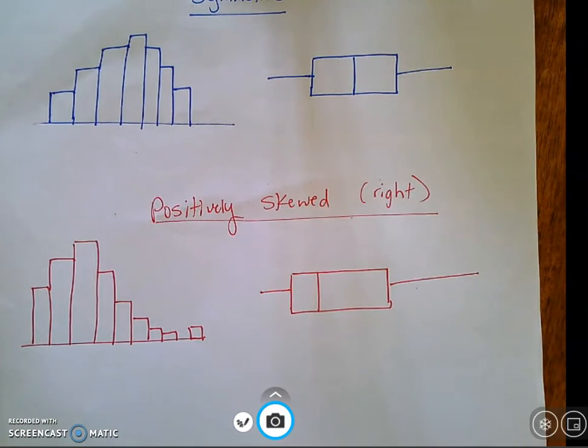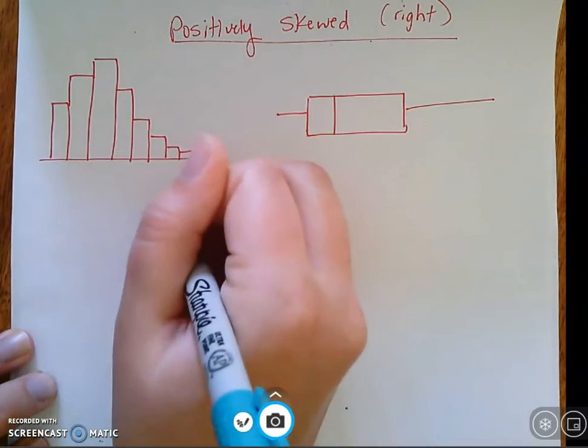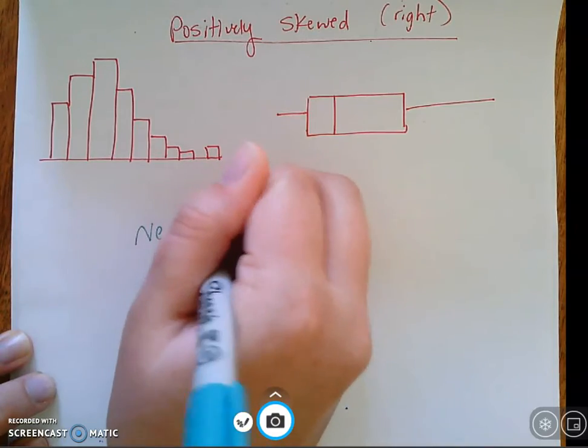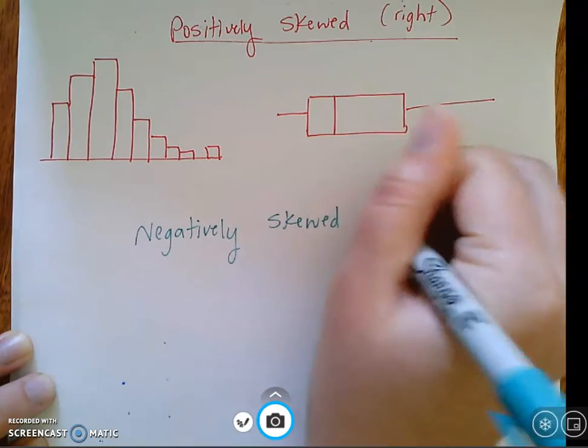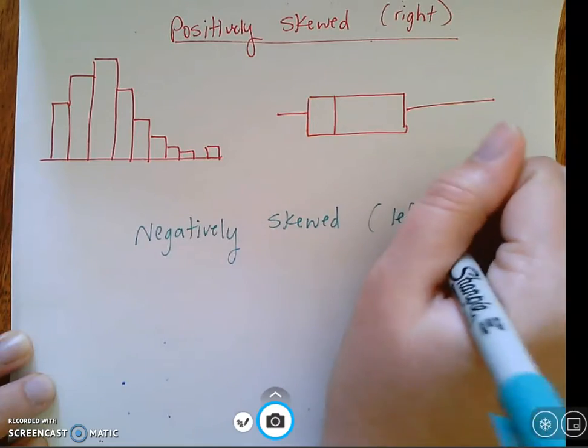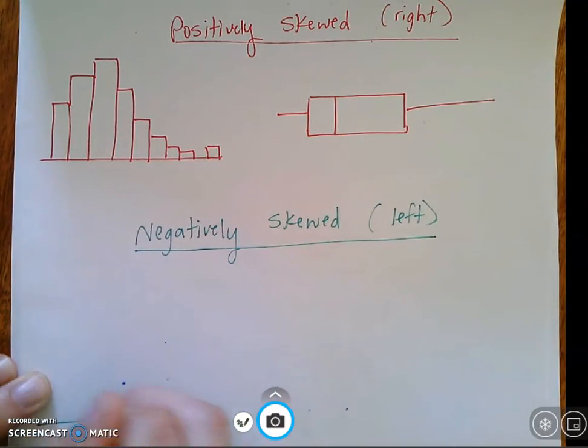And then we have a negatively skewed, which is the same thing as left skewed. And in a histogram, that's just the opposite. So it looks like this.